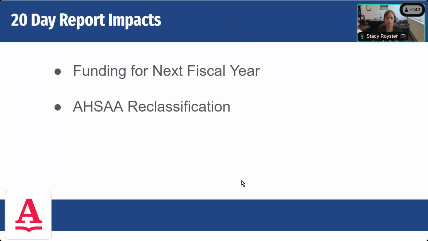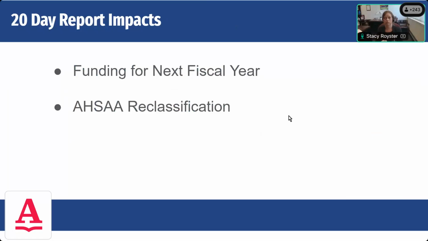Well, you know that this 20-day report is what your funding is based on for next fiscal year. What we take in this snapshot on the third Friday in October is going to determine your funding for next school year. One of the big things a lot of people don't realize is that these are also the numbers that the AHSAA uses for their reclassification.